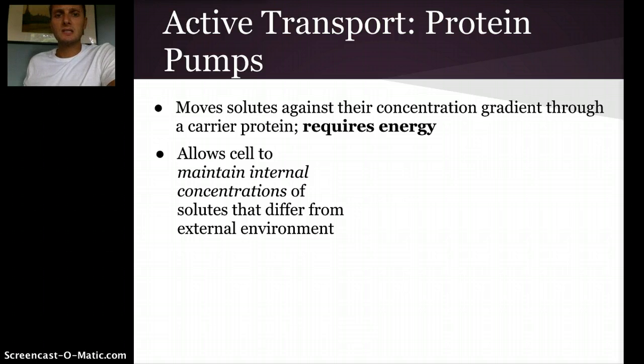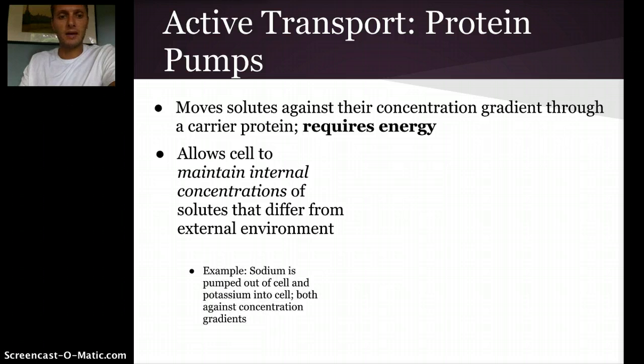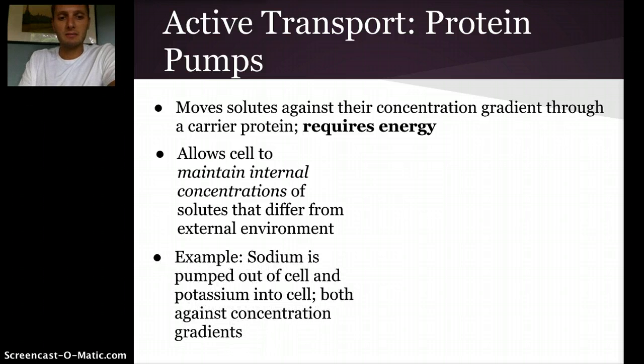So really what this means is it allows the cells to pump things across the membrane in order to maintain their internal concentrations. And I've got an example of that, and that is the sodium-potassium pump. In this case, sodium is pumped out of the cell and potassium is pumped into the cell. And they're both being moved against their concentration gradients. But this is an important process in the cell because the cell needs that potassium in order to carry out different functions. And so in order for that to come into the cell, sodium has to be pumped out.